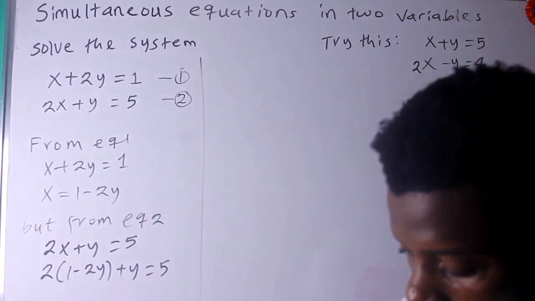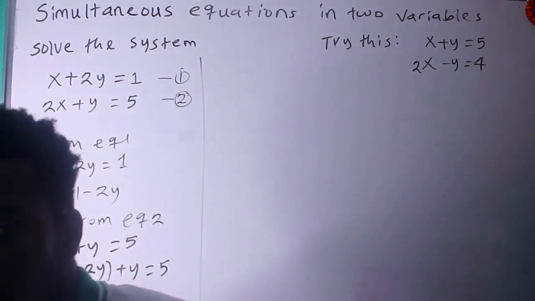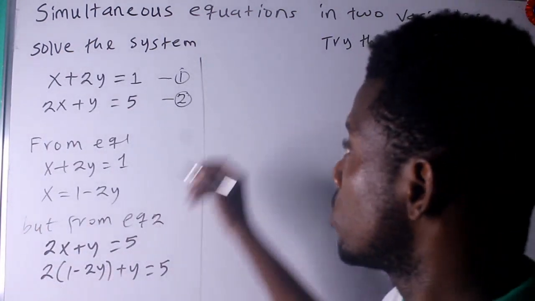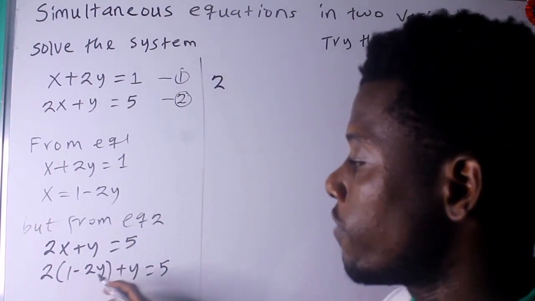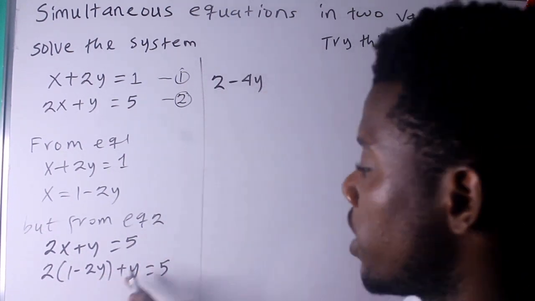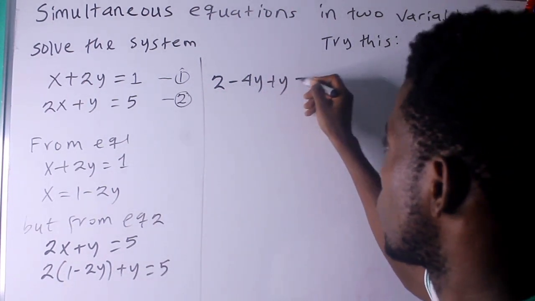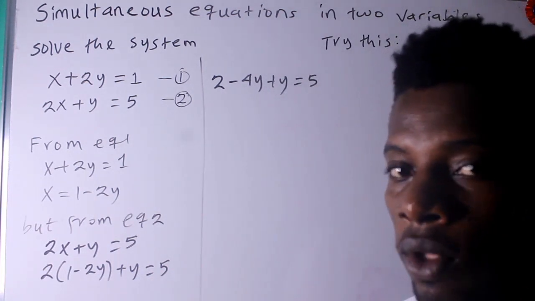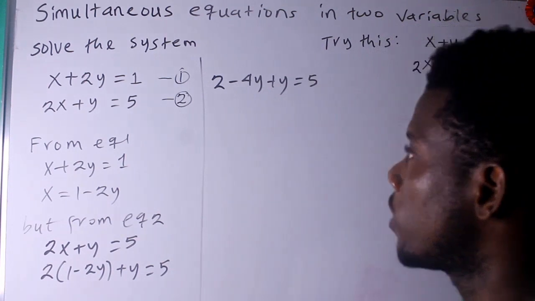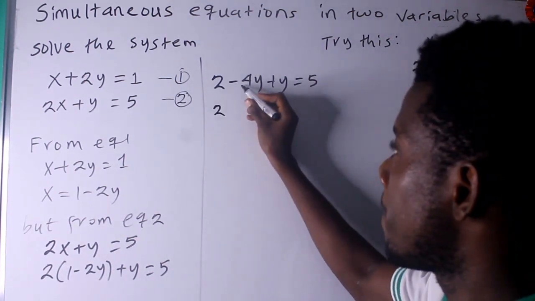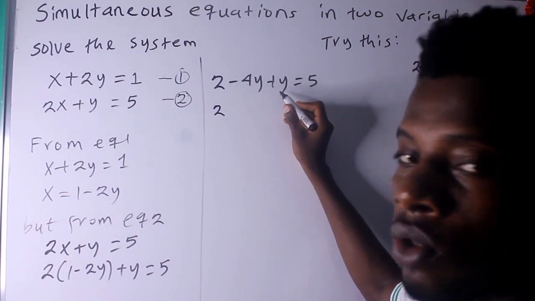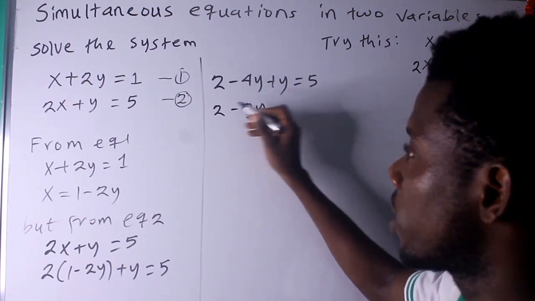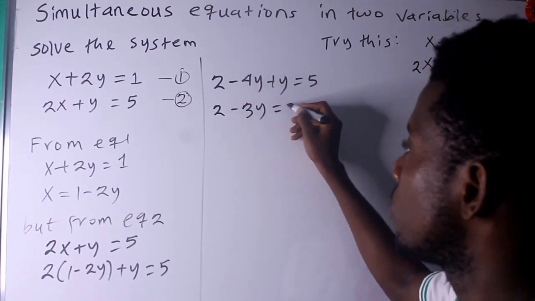Great. Once I do that, I'm going to simplify the result. So I can do the multiplication right here. 2 times 1 is 2. 2 times negative 2y is negative 4y. And I have a plus y equal to 5. Now this equation is in terms of a single variable y, which I can solve for. So I'll have 2 minus 4y plus y. According to the sign rule here, you have negative and positive, so you subtract, and the highest number carries the sign. So this will be negative 3y equal to 5.